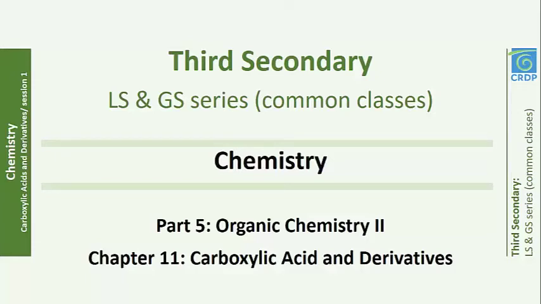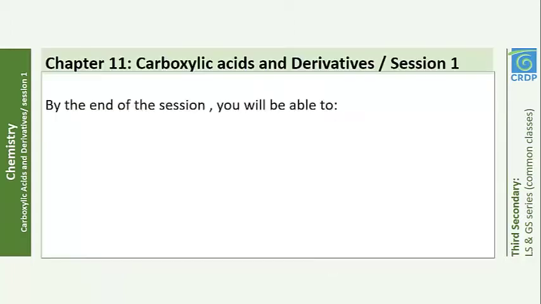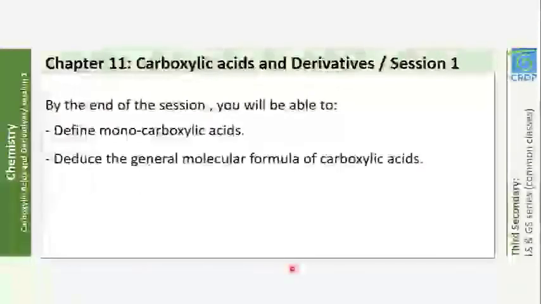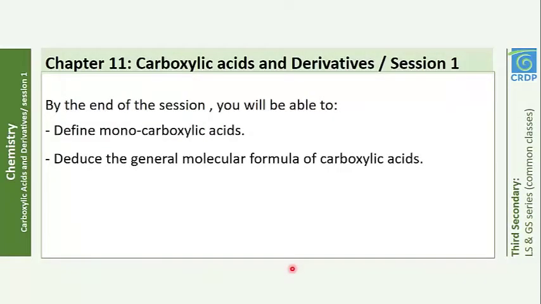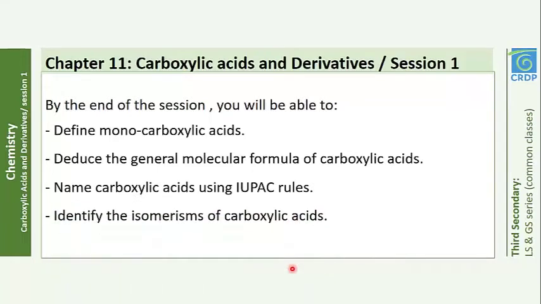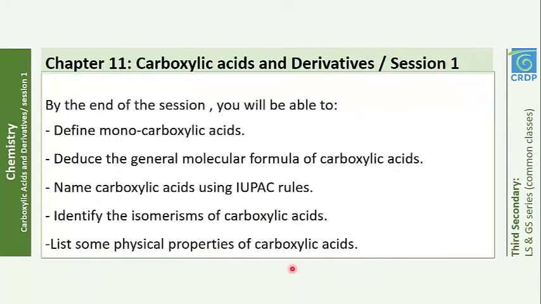This is session number 1 of chapter 11, carboxylic acids and derivatives. By the end of this session, you should be able to define monocarboxylic acids, deduce their general molecular formula, name them, identify their isomerism, and list some of their physical properties.